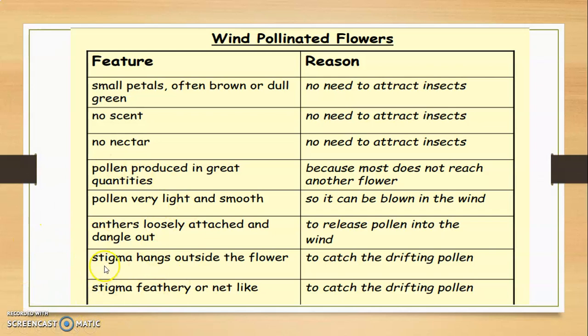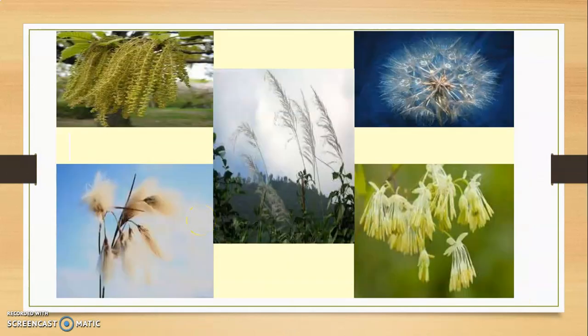And the stigma here, which is the female part of the flower, hangs outside of the flower, and it is feathery. That's because this stigma needs every chance to catch as many pollen grains as possible. Okay, so these are some examples of wind-pollinated flowers.